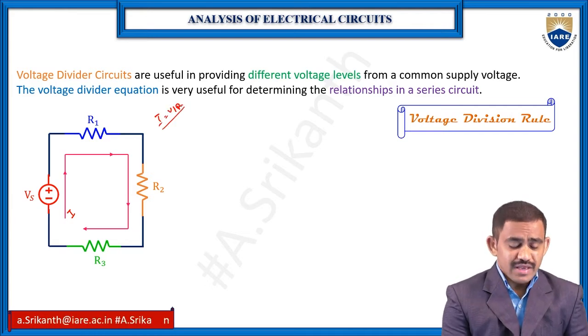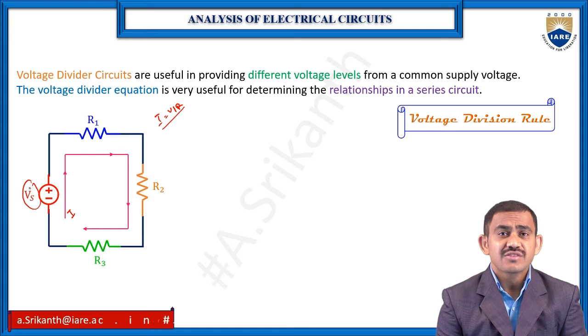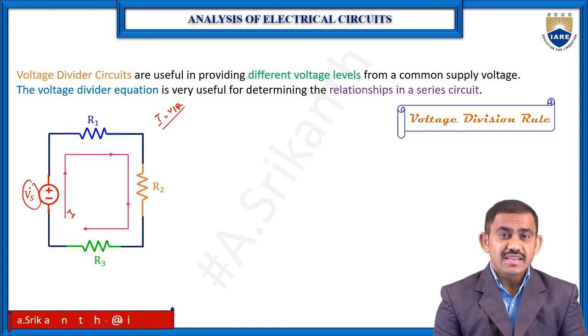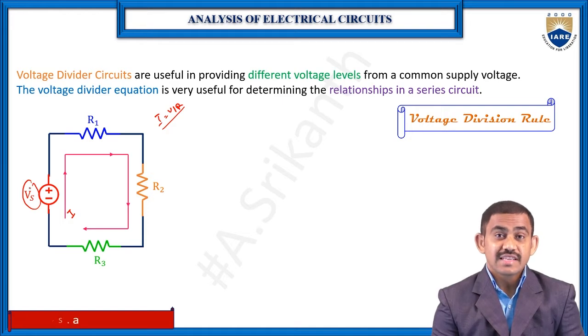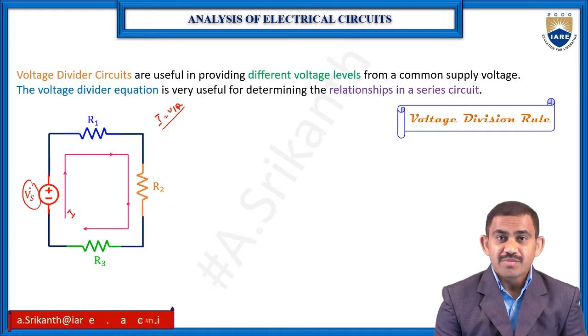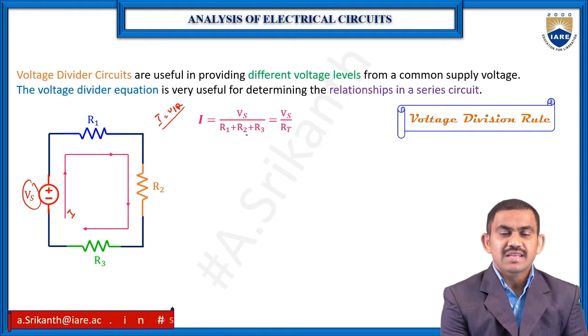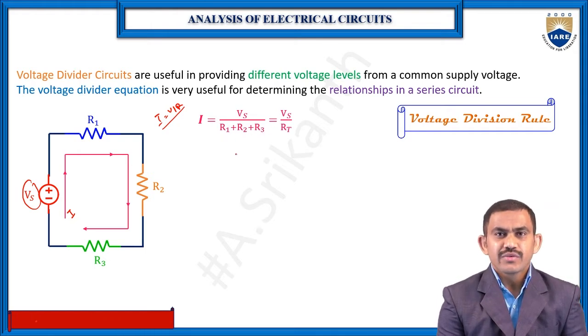I know the V value: it is Vs. What about the R value? Which R do I need to take, R1, R2 or R3? Here I need to take all three resistors, not one resistor, because the three are in series. For series resistors, R total equals R1 plus R2 plus R3. Substituting in I, we get I equals Vs by R1 plus R2 plus R3, nothing but the total resistance: I equals Vs by R total.